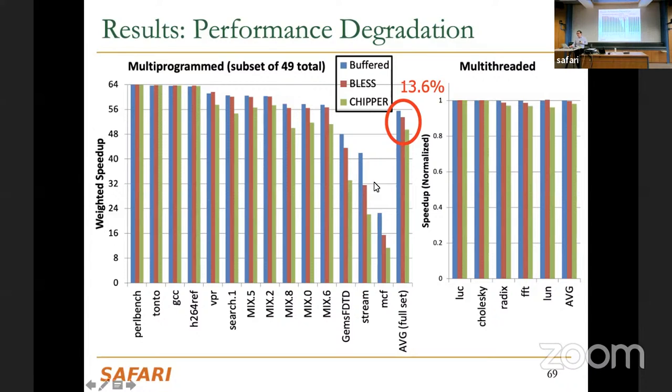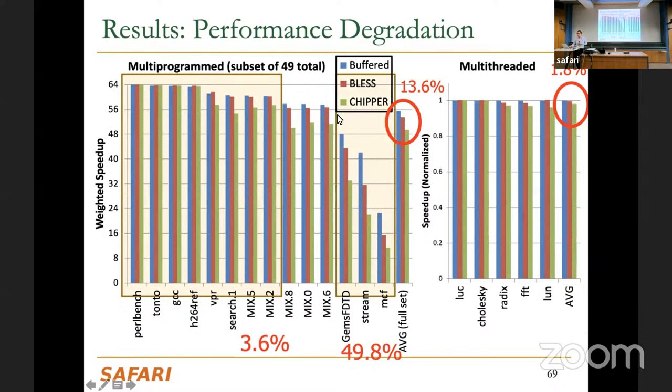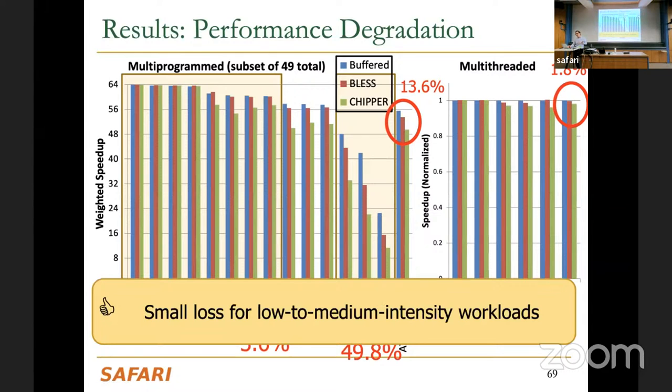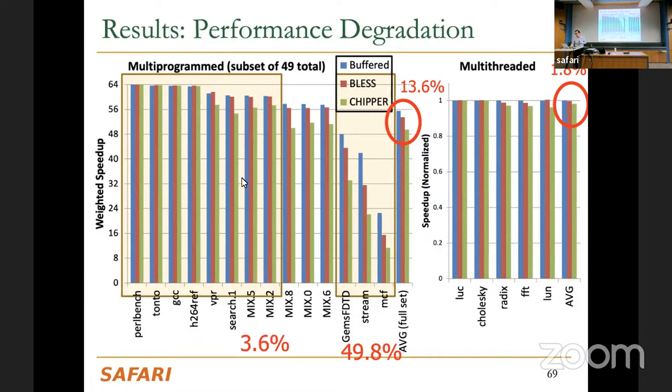So here, on average, there are some workloads that exercise the network a lot, like streaming, MCF. These are very heavy workloads. On average, compared to buffered, you get 13.6% performance degradation on multi-programmed workloads. On multi-threaded workloads, it's actually smaller. But there are some workloads where the degradation is really small, as you can see. These aren't workloads that don't exercise the network much. There are some workloads that exercise the network a whole lot with a perfect L2 cache. So this is unacceptable in that sense, right? So 49.8%. You get small loss for low to medium intensity workloads, but pretty large loss in performance for very high intensity workloads. Of course, these workloads can exist. The question is, what fraction of the world is those workloads? It's good to know your workloads, in the end.